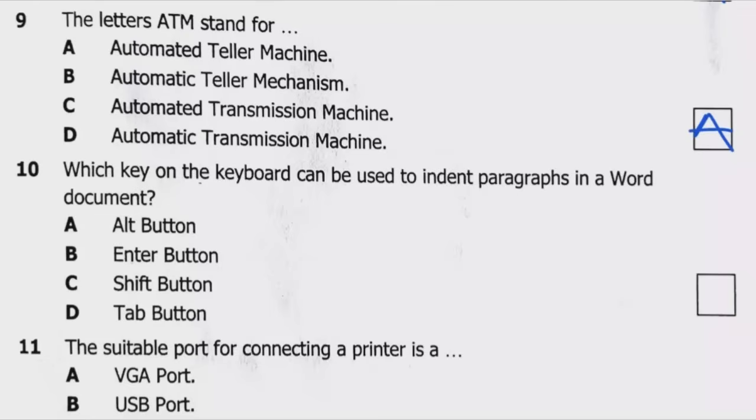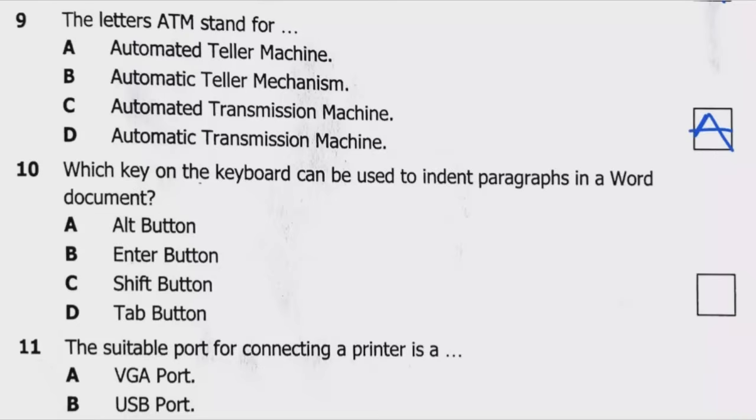Let me start with the alternate button, which is abbreviated as ALT. The alternate key is mainly used to access shortcut commands in combination with other keys, e.g. alternate plus F opens the file menu. It's just a shortcut for other services the computer offers. So this one is not correct. It doesn't indent a paragraph.